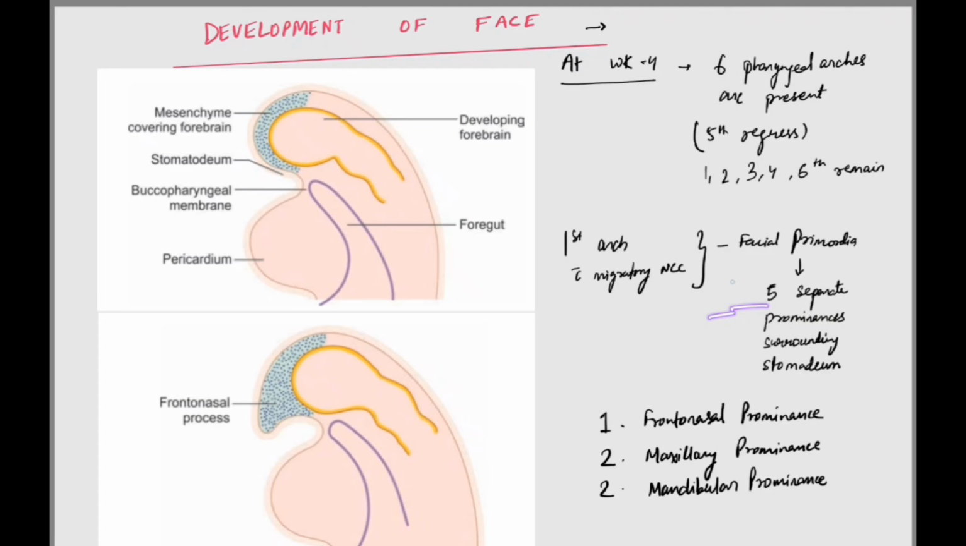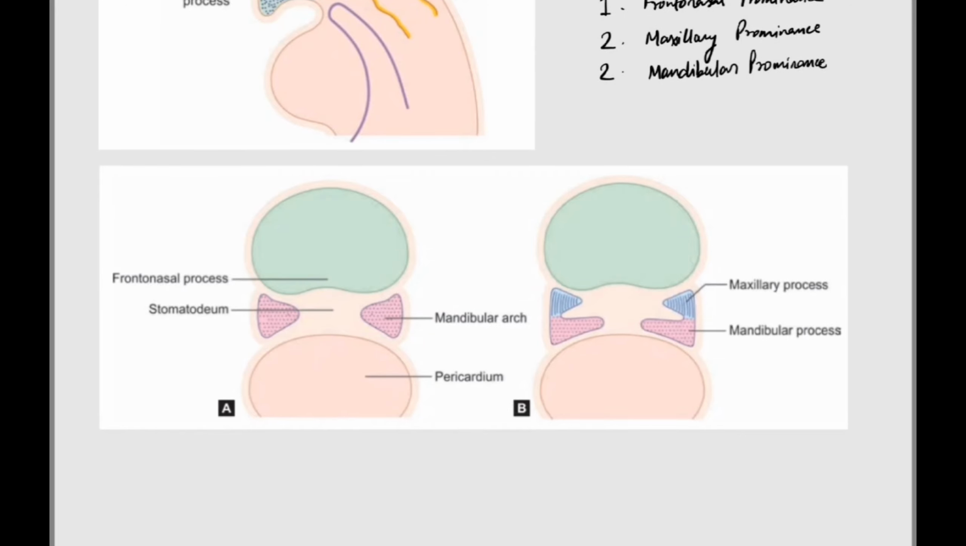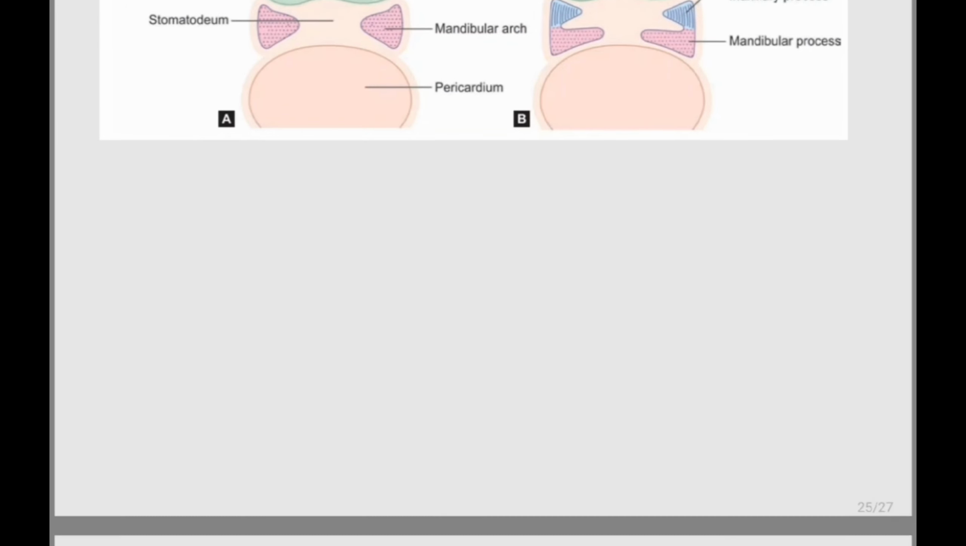The 5 separate prominences are: a single frontonasal prominence, 2 maxillary prominences, one on each side, and 2 mandibular prominences, one on each side. So this is the mesenchyme covering the forebrain, which develops into the frontonasal process. Here there is 1 single frontonasal process, 2 maxillary processes and 2 mandibular processes, which grow and form the face.